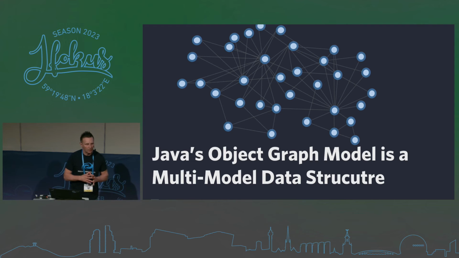With the Java object graph, we can cover everything because we can store any object in the object graph. We can use collections. We can create our own index. We can store a JSON file in an object graph, everything. So the Java object graph actually is already a multi-model data structure.